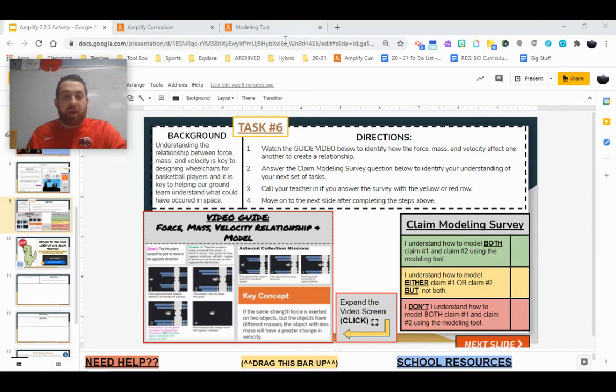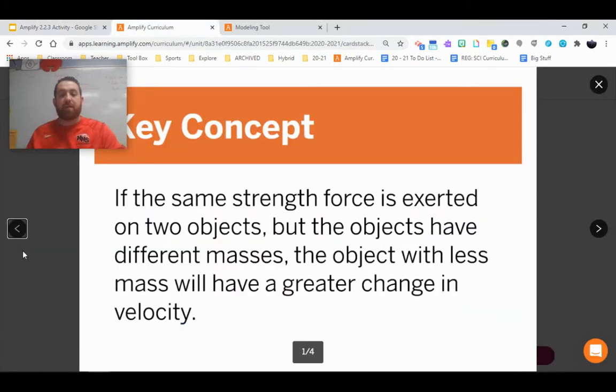pod. So the big takeaway here, folks, is that if we have the same force exerted onto objects, but the masses are different, the object with less mass is going to have a greater change in velocity. And that's something we're going to need to keep in mind as we begin to think about what's going on with our space pods, and we pull in all of those key ideas.